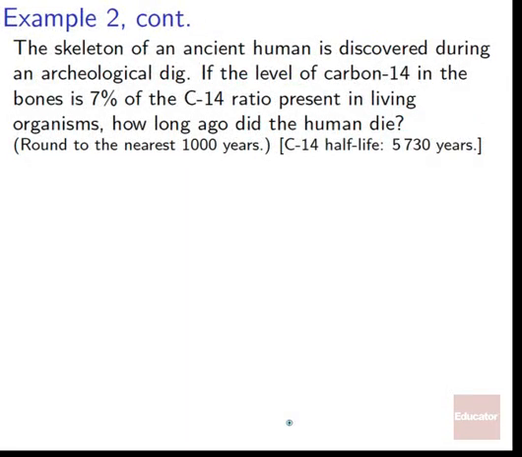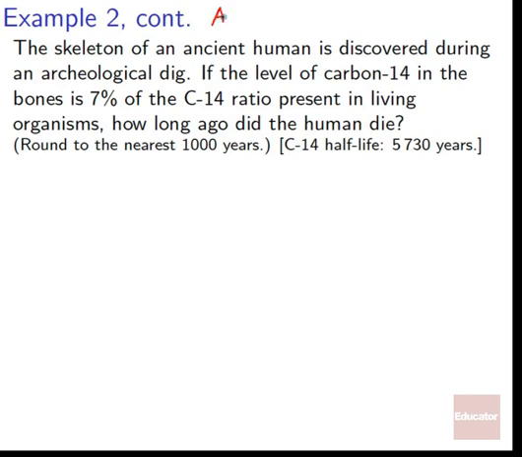All right, now we'll look at a specific example. Skeleton of an ancient human is discovered during an archaeological dig. If the level of carbon-14 in the bones is 7% of the carbon-14 ratio present in living organisms, how long ago did the human die? Then we want to round our answer to the nearest 1,000 years, and we're also reminded that the carbon-14 half-life is 5,730 years. So let's just start off.